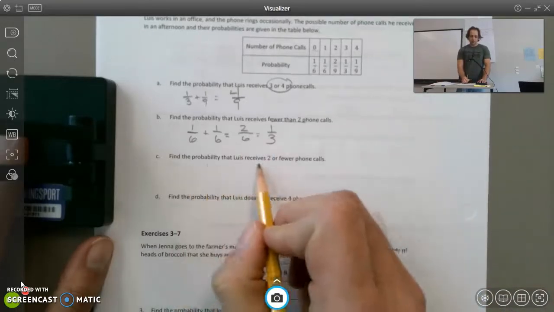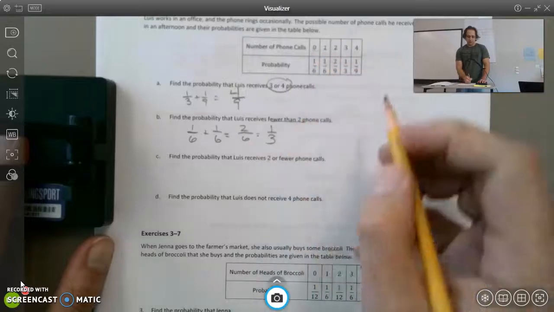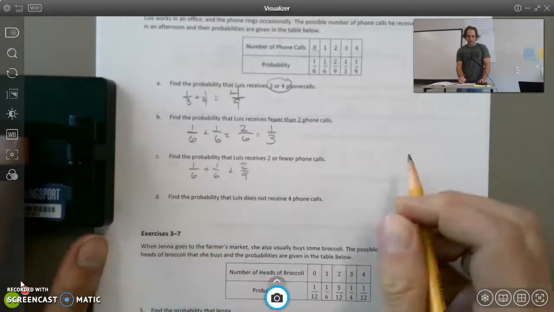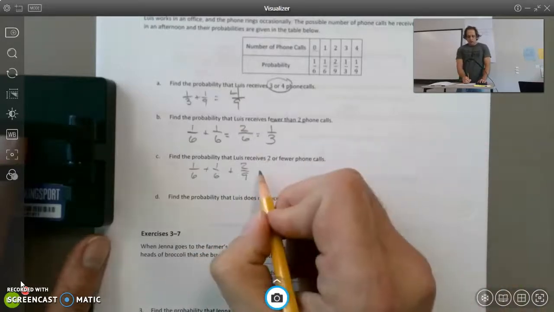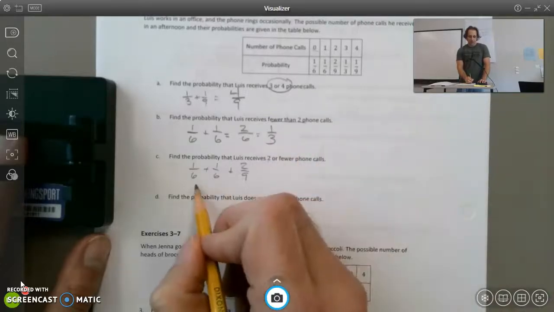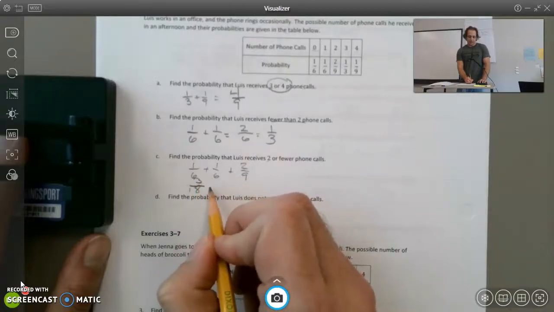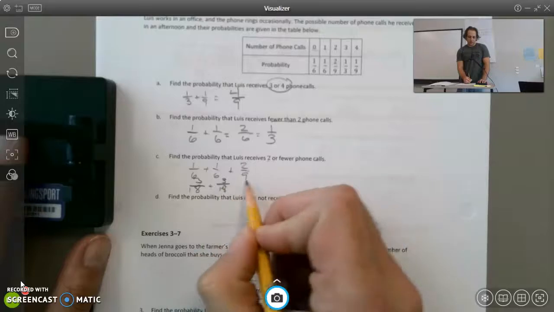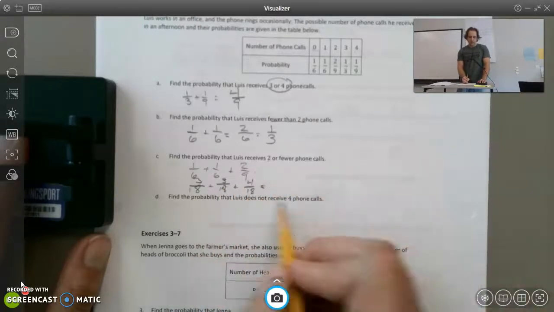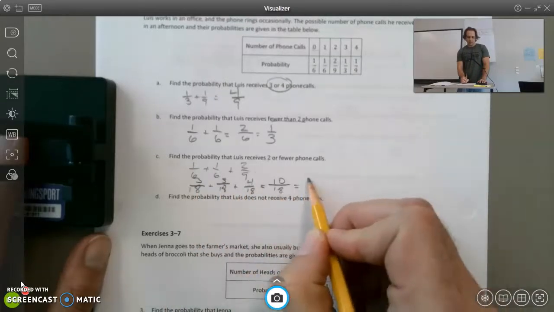Find the probability that Lewis receives 2 or fewer phone calls. So 2 or fewer, so that's 2, 1, or 0. 1/6 plus 1/6 plus 2/9. On this one, there are a couple different strategies, but the best way is probably to find the least common denominator, and we're going to do that by making it 18. 6 times 3 is 18, so that's 3/18, and this would be 3/18, and this would be 4/18. 3 and 3 and 4, that's 10/18, which is equal to 5/9.